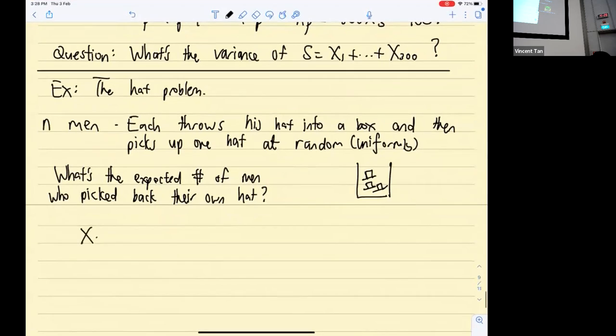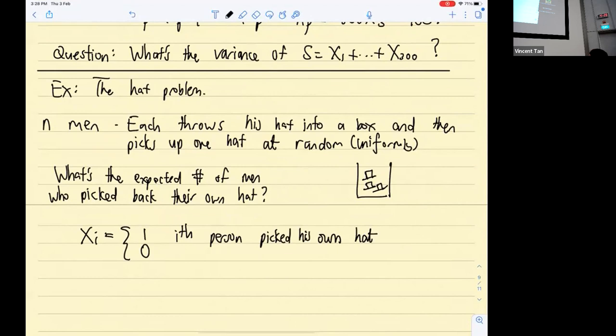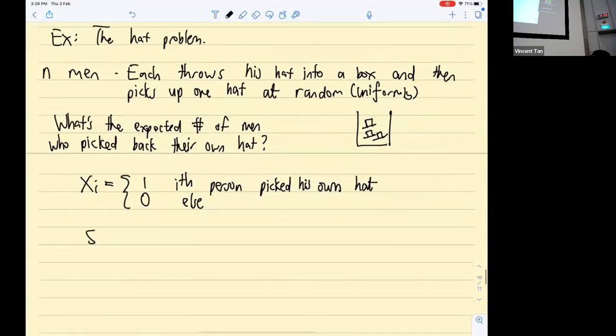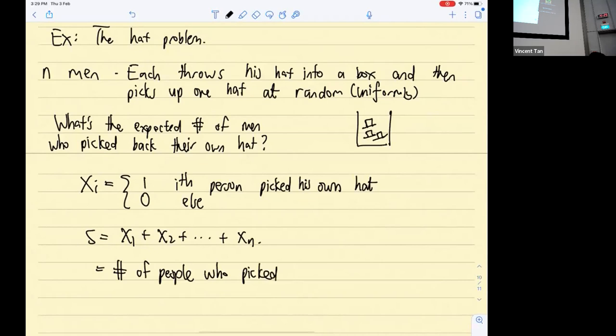So the way to do this is the following. We define Xi to be a Bernoulli random variable, 1 or 0: 1 if succeeded, the i-th person picked his own hat. So this i-th person was very lucky and picked back his own hat, and 0 otherwise. Now we're going to define S, which is X1 plus X2 plus dot dot dot plus Xn. So S represents the total number of people, or men, who picked their own hat.